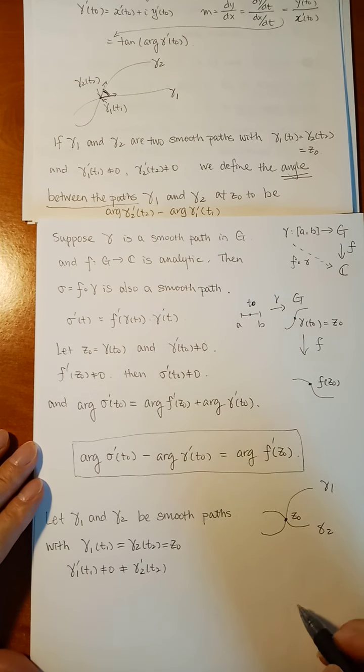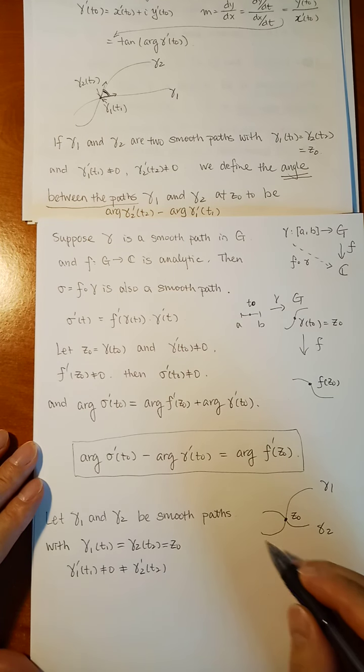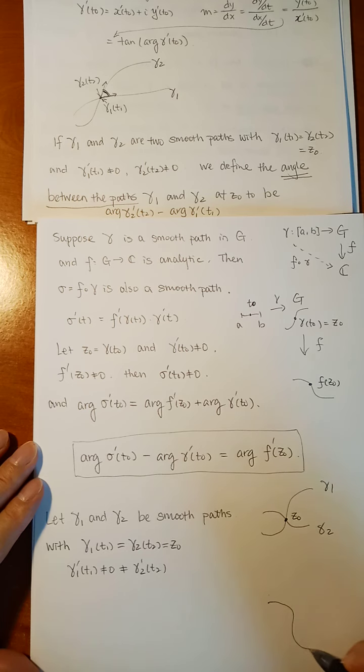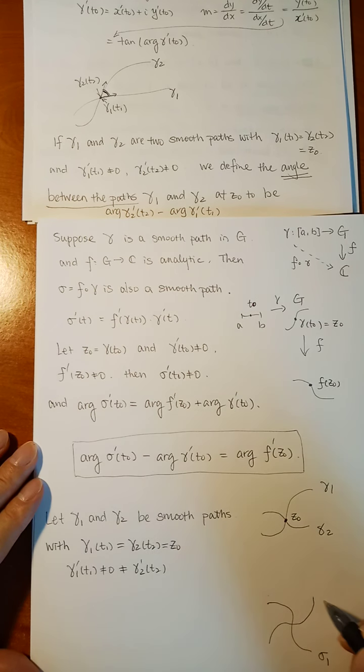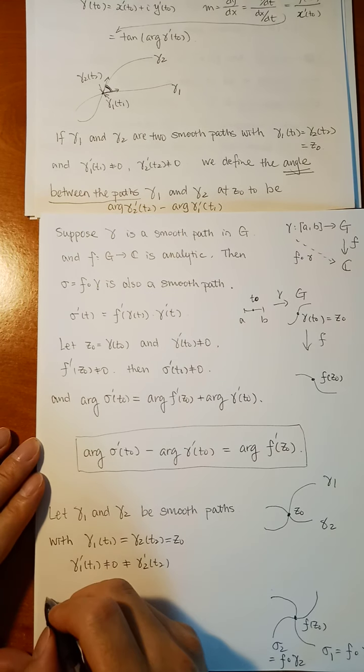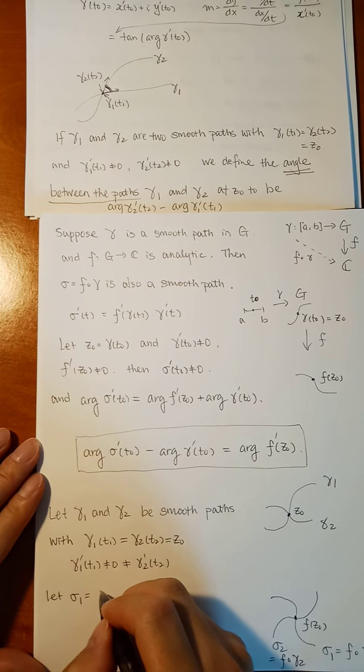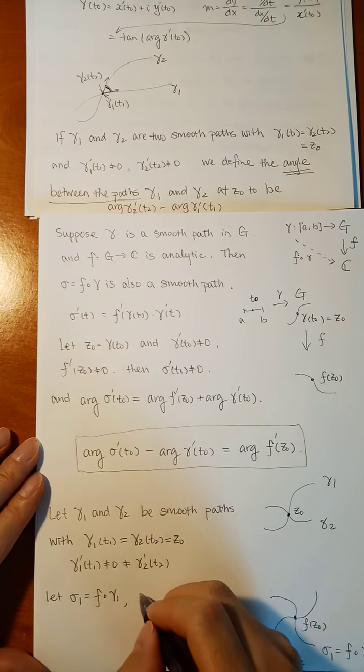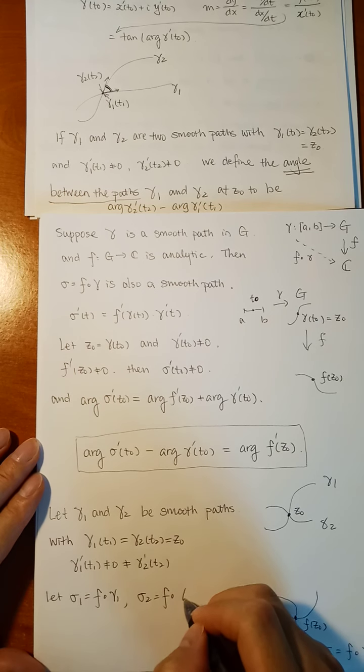And for each of them, this goes up and goes down. This is sigma 1, and this is sigma 2. Sigma 1 is F composed with gamma 1, sigma 2 is F composed with gamma 2. And this is z0, of course, and here is F of z0. So we let sigma 1 be F composed with gamma 1, and sigma 2 be F composed with gamma 2.